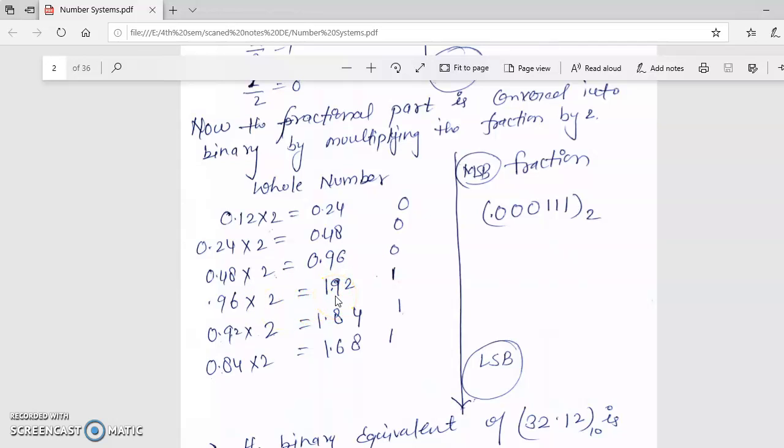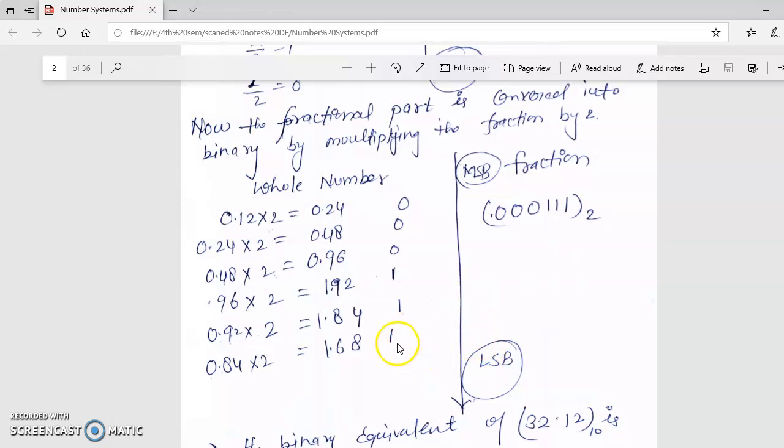We get 1.92. Here 1 is the whole number, written here, and 0.92 multiplied by 2 is equivalent to 1.84. Write the whole number here and the fraction part is multiplied by 2 again and we get 1.68. 1 is written here and 0.68 is multiplied by 2 again. At least 4 to 5 decimal places we are getting. Okay, but write the number here from MSB to LSB. This is opposite to the integer part. This is the MSB here and this one is the LSB.